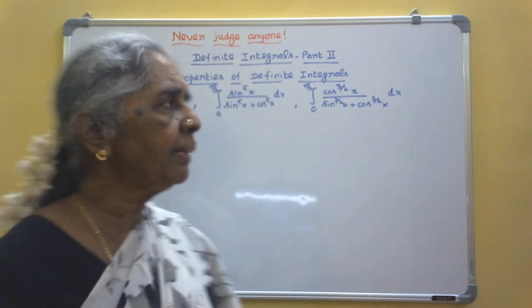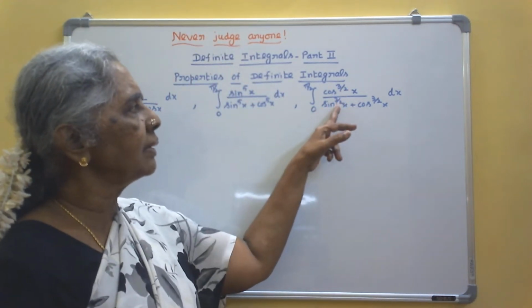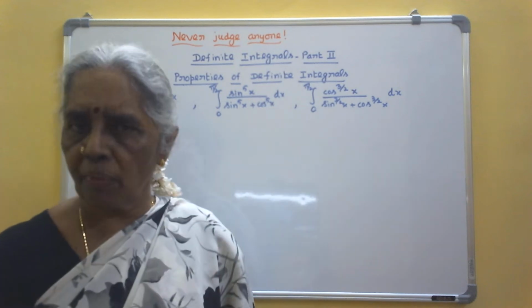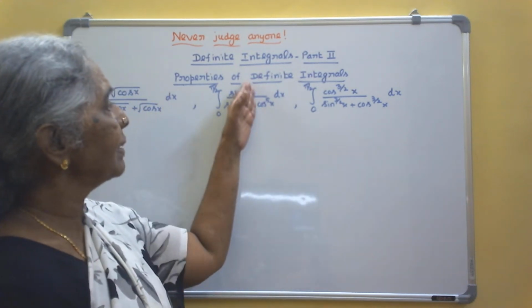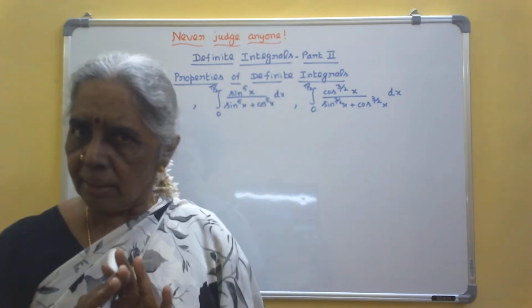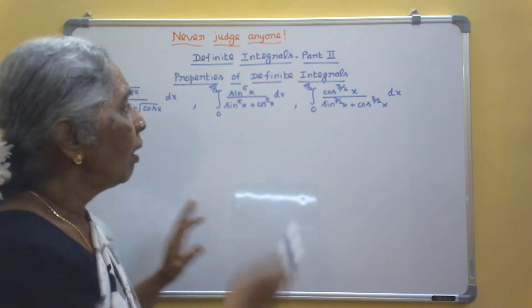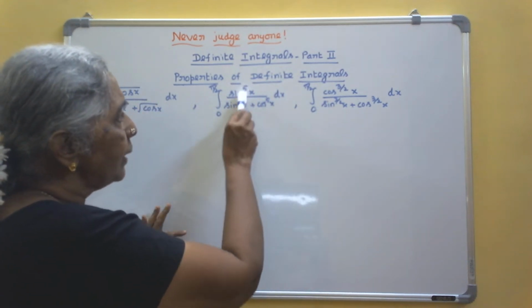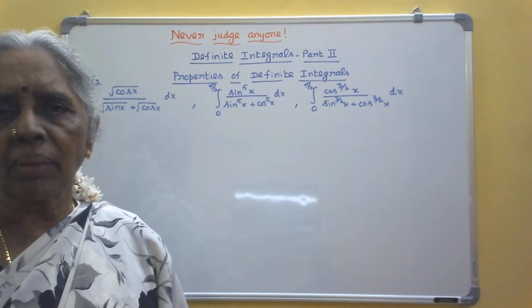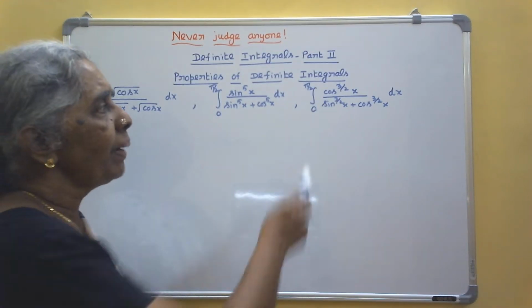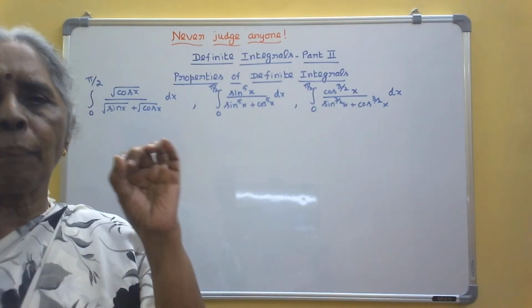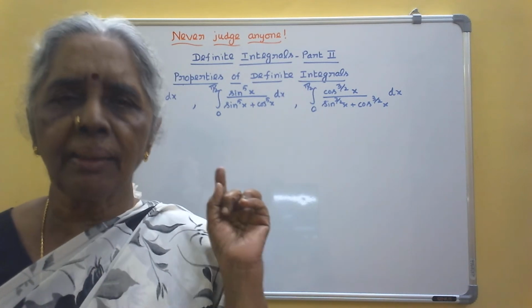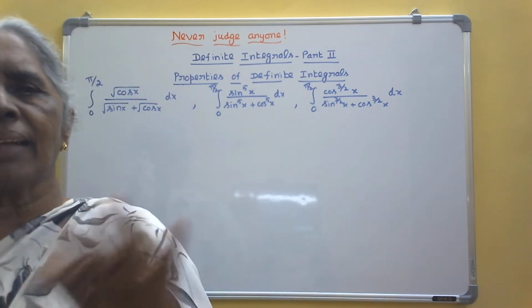You can have anything. Cos power 5 by 2x, here sin power 5 by 2x, here cos power 5 by 2x. Here sin power 7x, 7, 7. So that doesn't matter at all. But the degree of all these things, the exponent, should be same. And in the denominator, you should have both sin and cos with a plus sign in between. In the numerator, you can have either sin or cos.